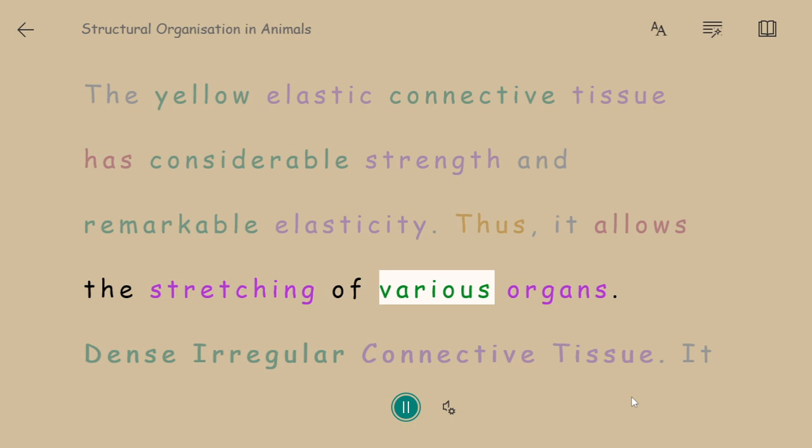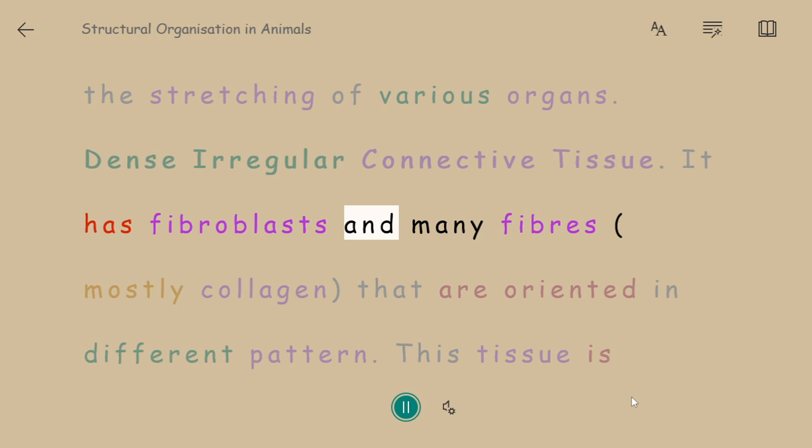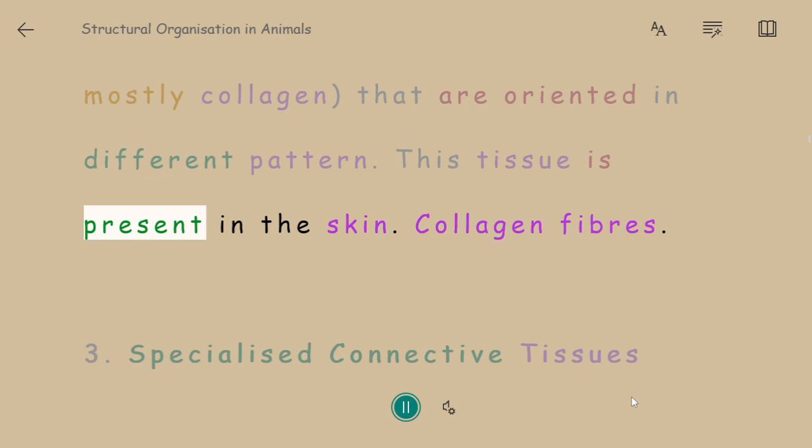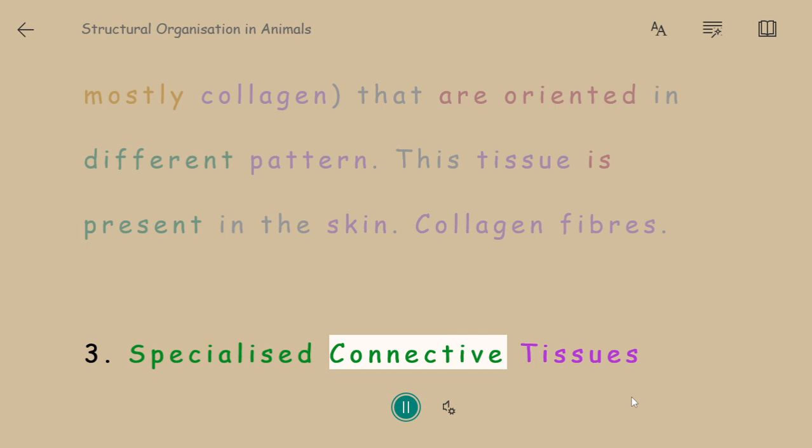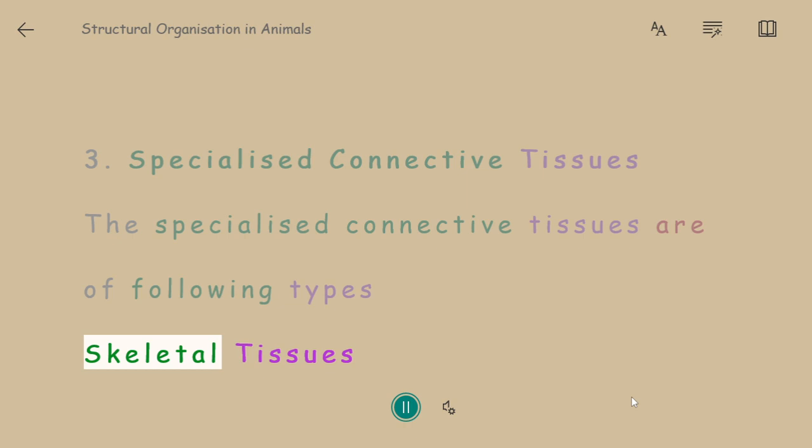Dense irregular connective tissue. It has fibroblasts and many fibers, mostly collagen, that are oriented in different patterns. This tissue is present in the skin. 3. Specialized connective tissues. The specialized connective tissues are of the following types. Skeletal tissues. These tissues form the endoskeleton of the vertebrates.